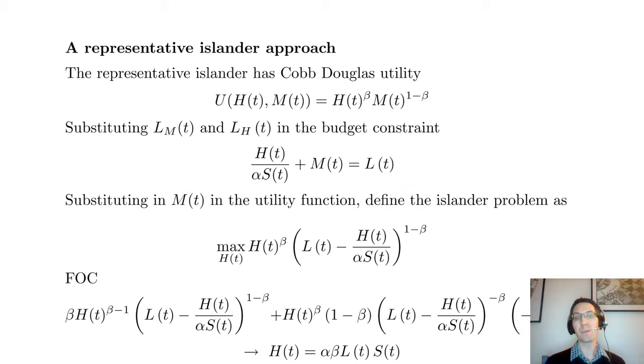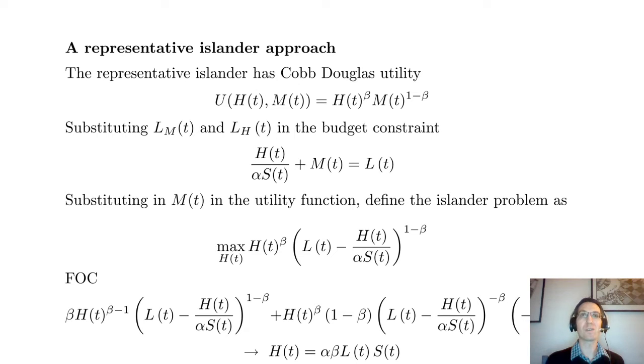In the paper they have a market approach. Now I just want to introduce a simpler way to do it, which I think is perfectly valid. Simply put, I'm going to assume that there's a representative islander. Sometimes we represent the whole industry by a representative firm. There's no harm in doing the same here.